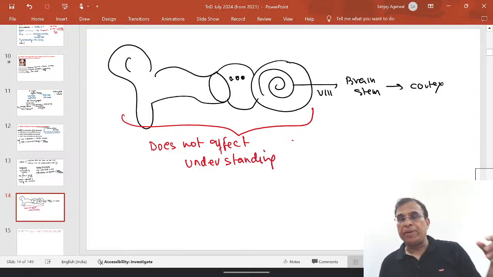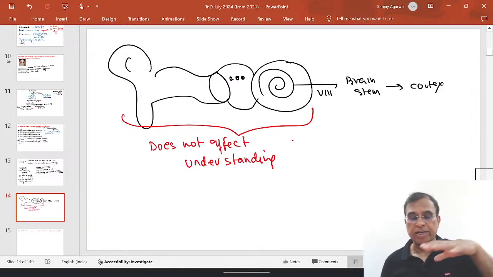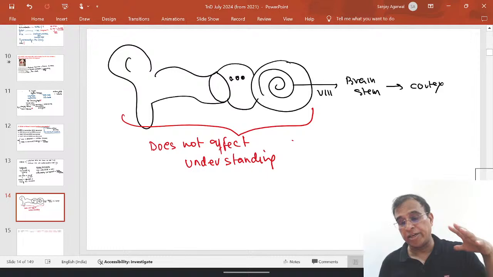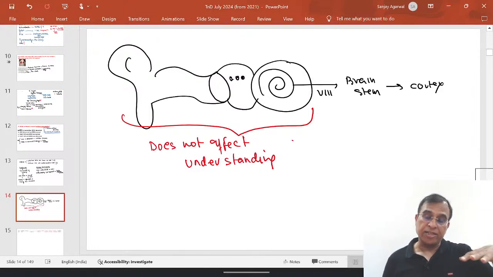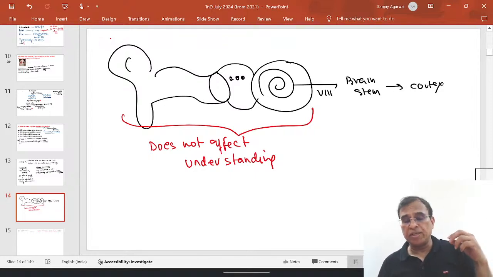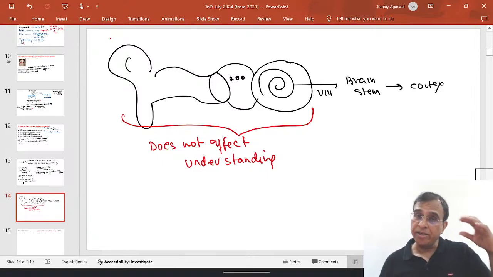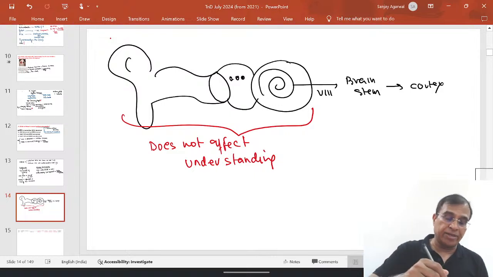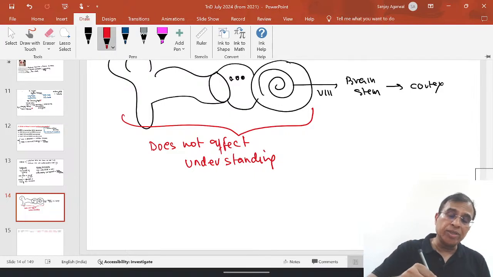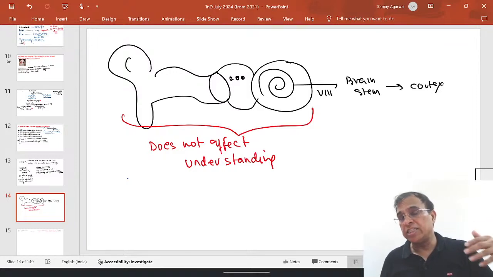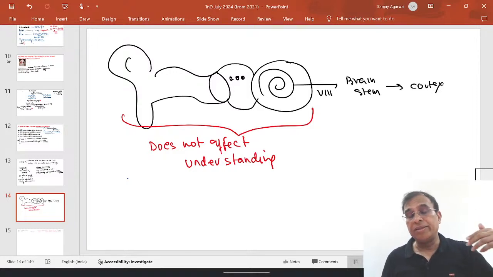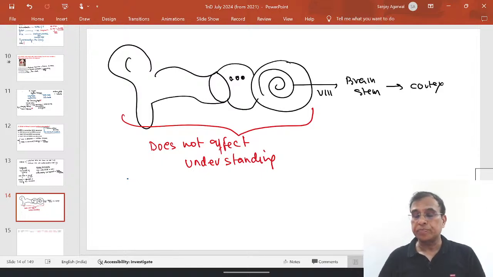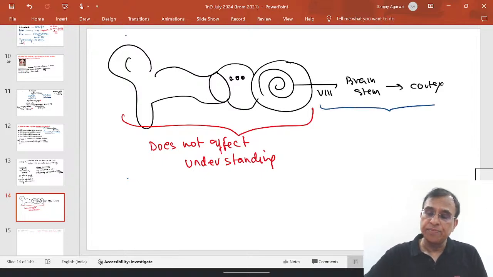That means a patient's hearing threshold has increased in this area with the external ear, middle ear, and cochlea. Patient's hearing has decreased, and so if you can't hear, you can't understand. But if you speak louder than the threshold, once they start hearing, they can also understand what is being said. There is no problem with understanding, only the hearing is affected. Once the hearing is improved with the hearing aid or anything, then the understanding also improves. Whereas in this area, understanding gets affected.